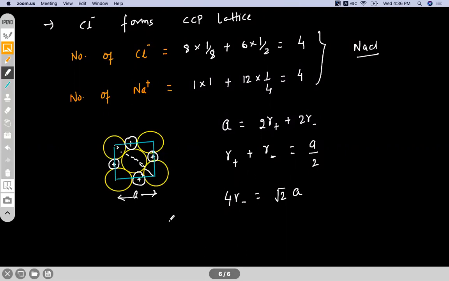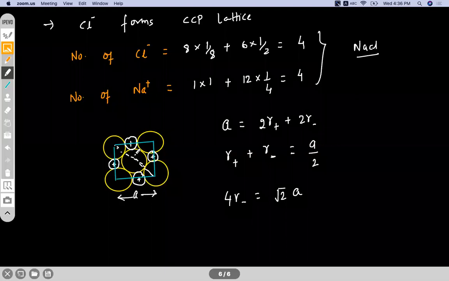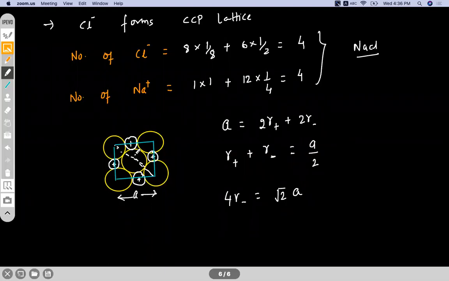Correct? Now, if you have to find out the packing fraction of the crystal, the method is exactly the same. You need to find out the volume occupied by the atom. Here we don't have atoms, but we have ions. So volume occupied by the ions divided by the volume of the unit cell. Usually they don't ask this question, but you should know the method of how to do it. It's not that tough.